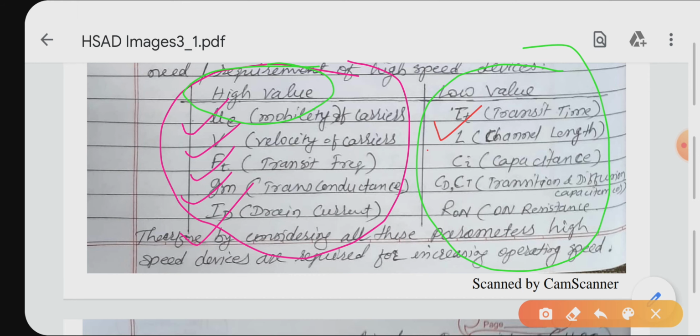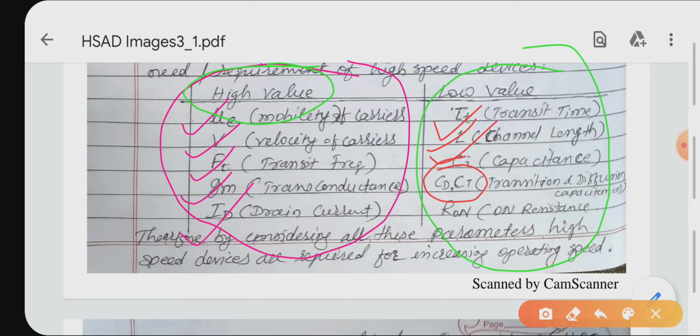Then channel length, denoted by L, should always be very small. The channel length is the space between the drain and source. This should be very small to increase the operating speed of the device. The capacitance, which is nothing but junction capacitance or input capacitance, should have a low value. There are certain stray capacitances, CD and CT, meaning diffusion capacitance and transition capacitance. These are the stray capacitances, meaning unwanted capacitances, which are caused in the FET or MOSFET or BJT. Their value should be as low as possible.